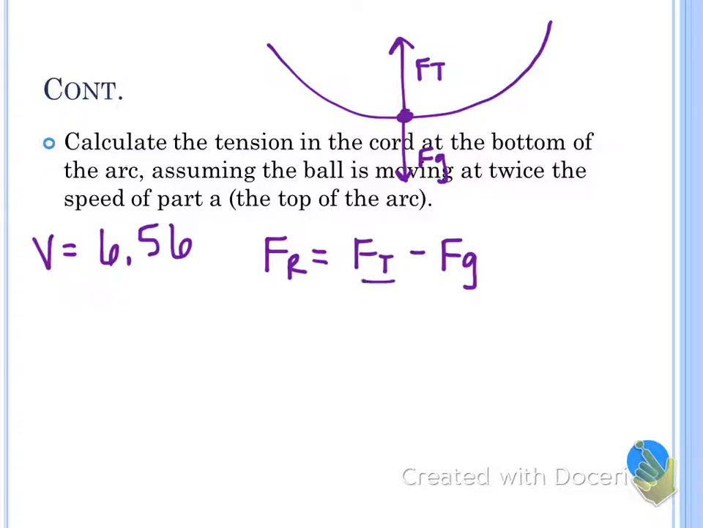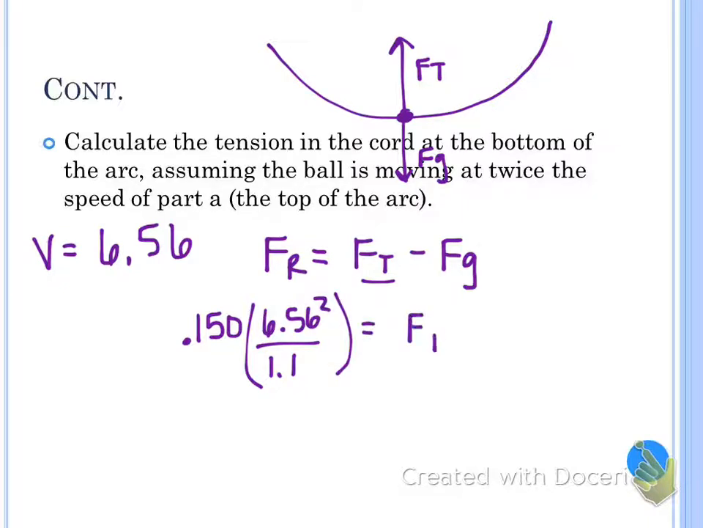We want to solve for tension, so I'm just going to go ahead and start doing my substitutions. The mass of my object doesn't change. We know the velocity. And the radius does not change. Sorry, I need to square that 6.56. Tension is what we're solving for. Gravity doesn't even change.